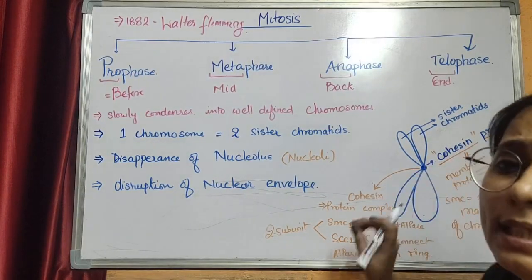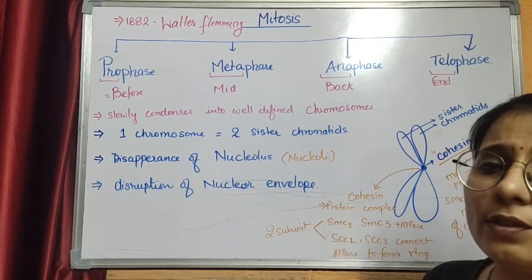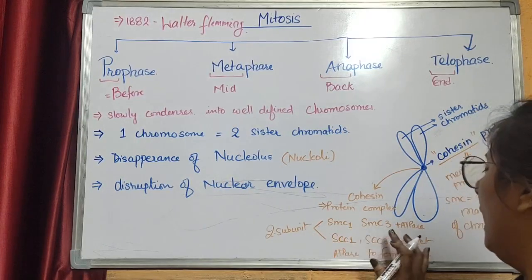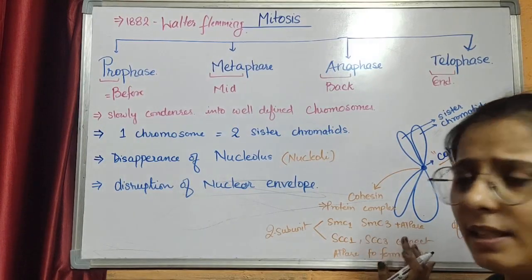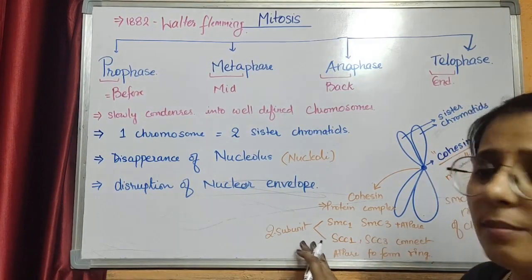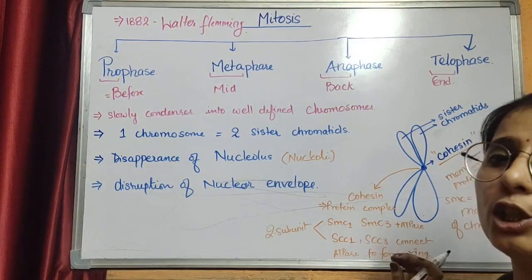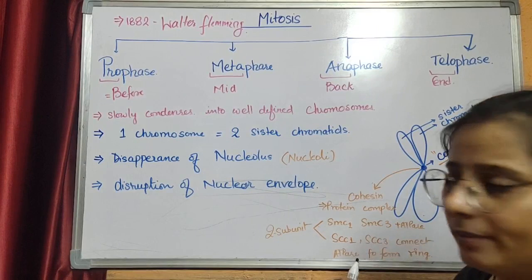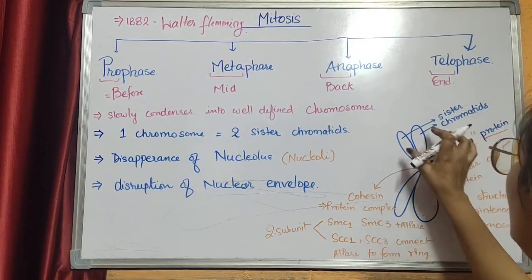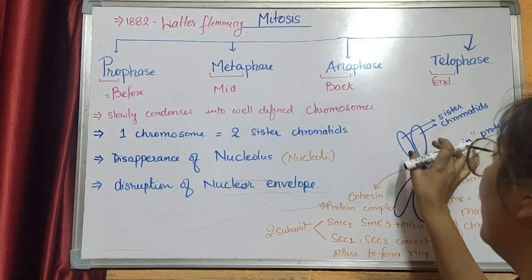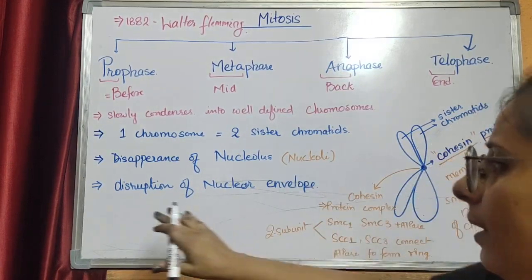This cohesin is a protein complex, and it has two further subunits. The first subunit has SMC1 and SMC3 ATPase, while the second subunit has SCC1 and SCC3 that connect to the ATPase domain. This cohesin binds and puts the two sister chromatids together at the centromere.